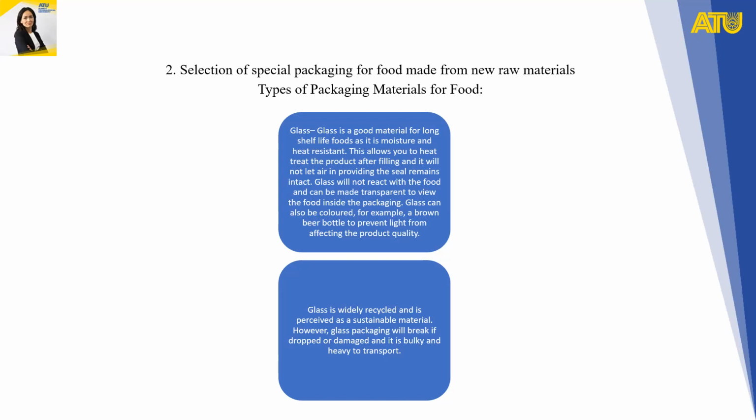This allows you to heat treat the product after filling, and it will not let air in, providing the seal remains intact. Glass will not react with the food and can be made transparent to see the food inside the packaging. Glass can also be colored, for example, a brown beer bottle, to prevent light from affecting the product quality.